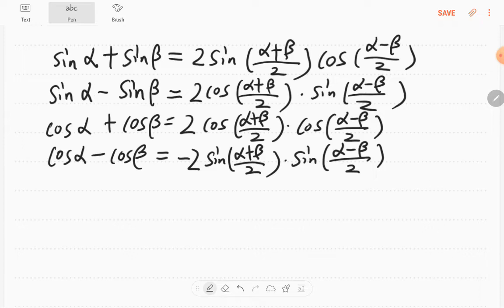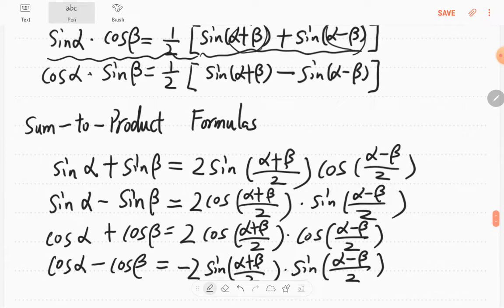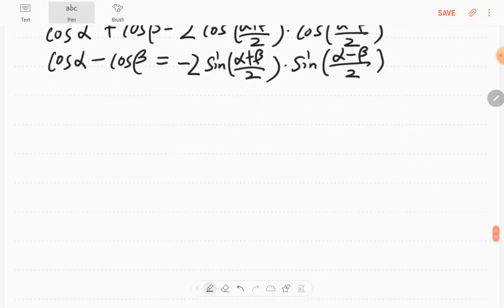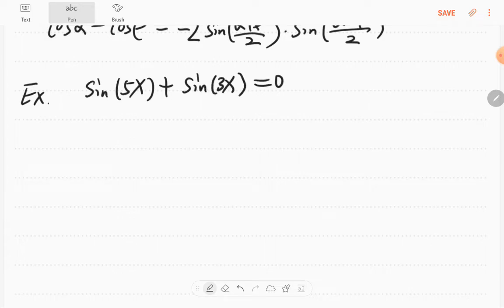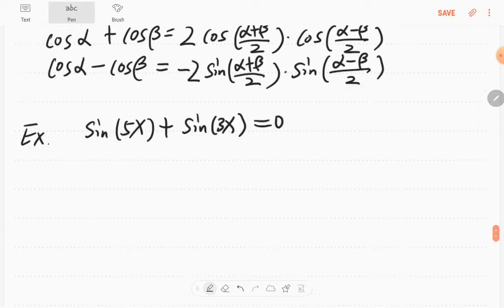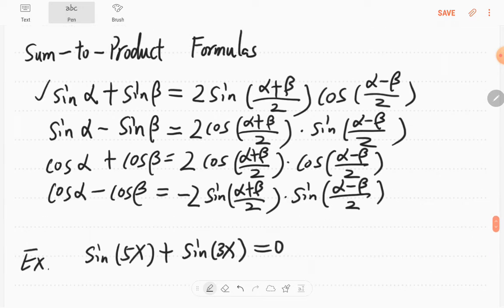Okay, so now we have the sum to product formula. Now let's look at examples of how to use these formulas. We have sine 5x plus sine 3x equals 0. We cannot say it's equal to sine 8x, because you cannot combine them directly. However, we can use this formula, right?